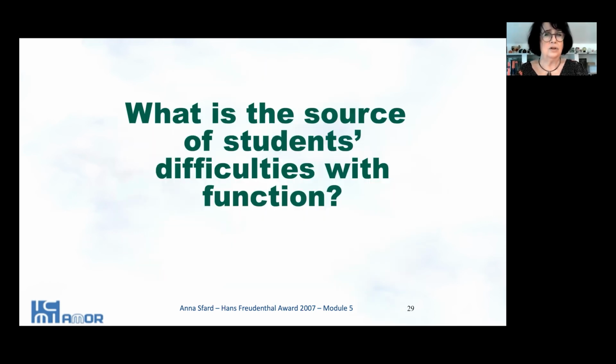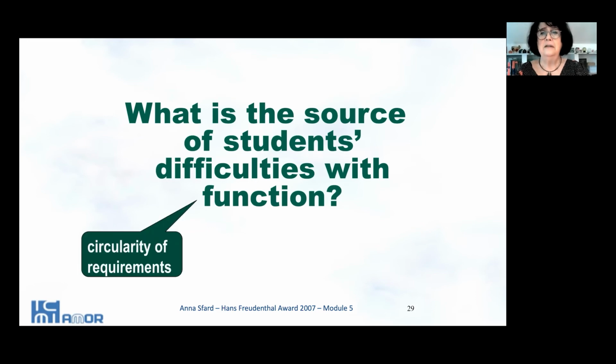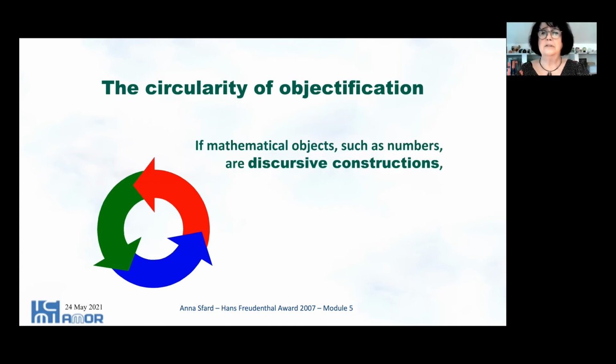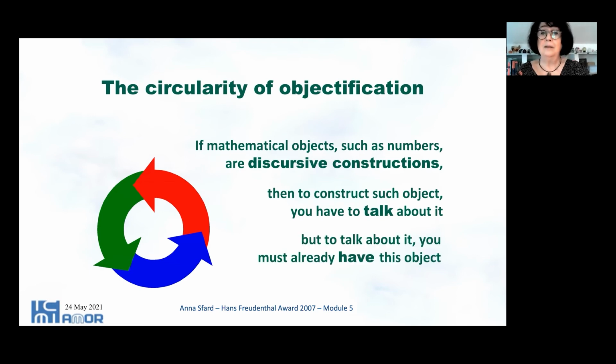A closer look shows that this difficulty may have several sources. First, there's a certain circularity of requirements. Indeed, if mathematical objects such as numbers are discursive constructs, then to build such an object, you need to talk about it, right? But to talk about it, you must already have this object. How can you talk about anything that does not exist for you?